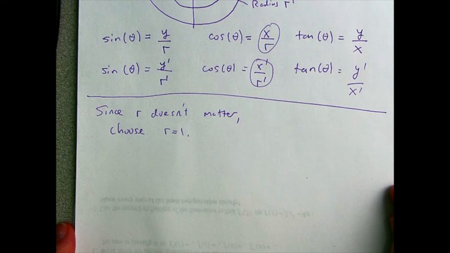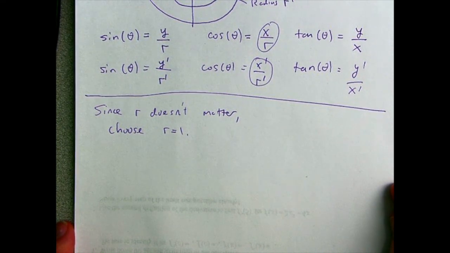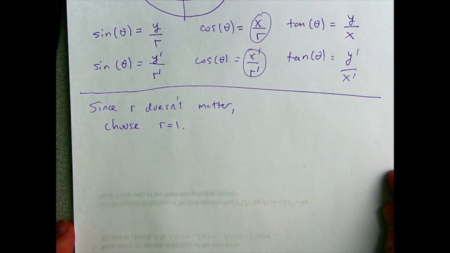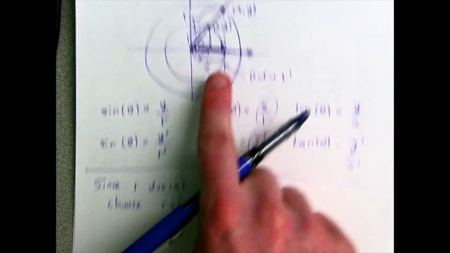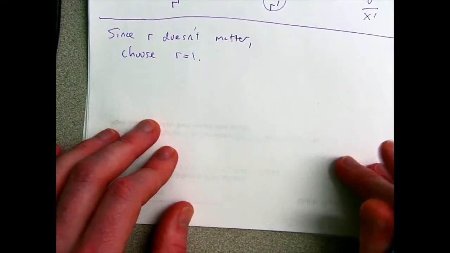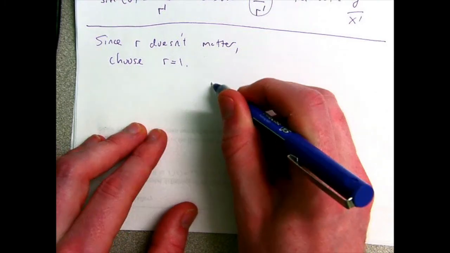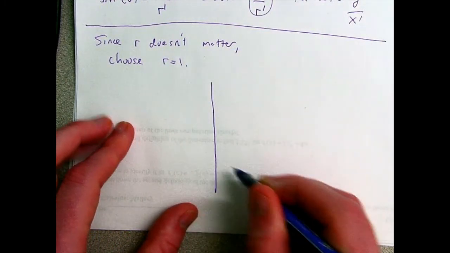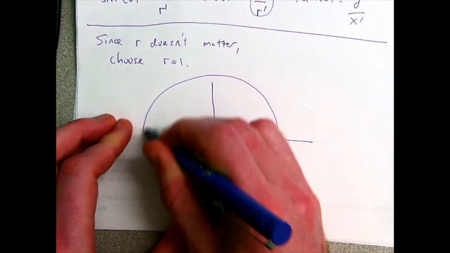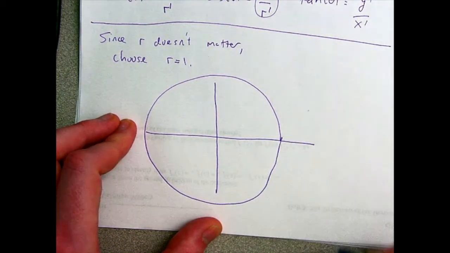Okay? What that tells us then, if you choose r to be equal to 1, is that these definitions actually become quite nice. The sine of theta is y over r. But if r is 1, then that's just y. And that's just the y coordinate of your intersection point. If r is 1, then cosine of theta is x over r. But if r is 1, then that's just x. In other words, the cosine of theta is just the x coordinate of your intersection point. Okay?